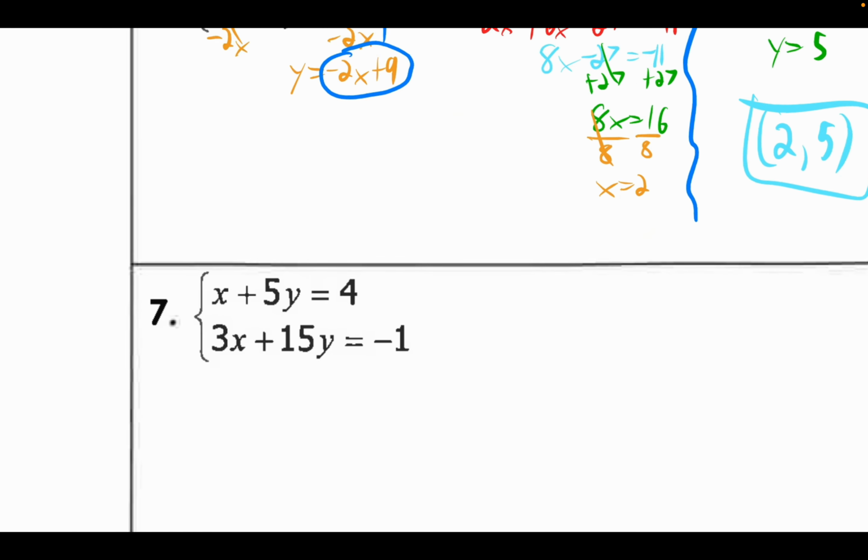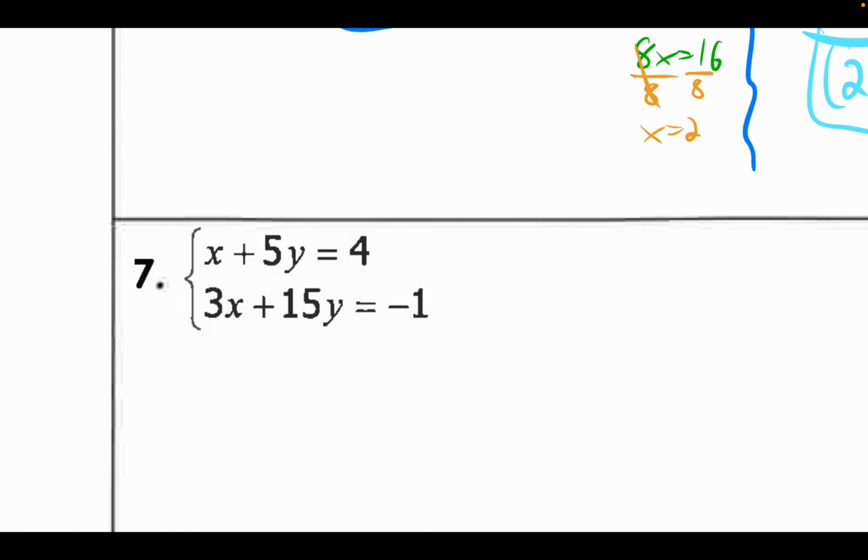On number 7 here, as we pick a variable to solve for, we look and say, okay, do any of these have a coefficient of positive 1? And sure enough, the blue one and the top x does. And so we're going to solve for that one by subtracting 5y from both sides of the equation, and getting x equals negative 5y plus 4.